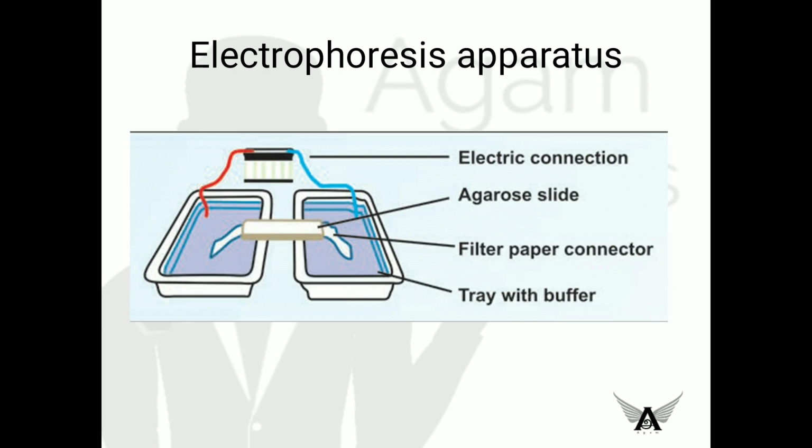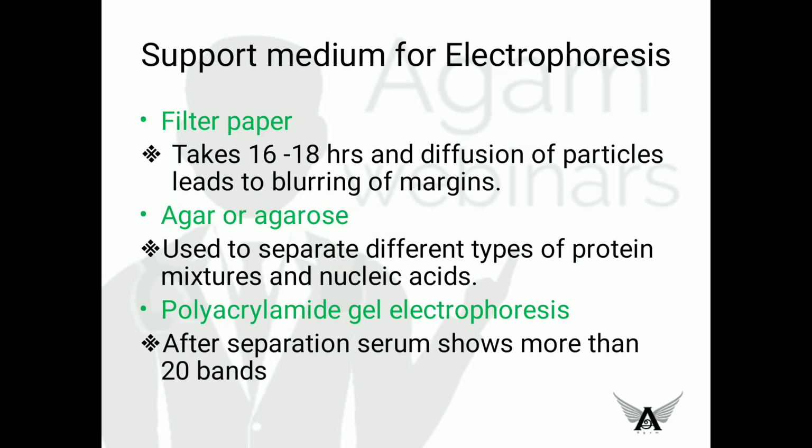Okay, this is the agarose slide. This is the filter paper which is used for support. Support medium for electrophoresis, first one, filter paper. Whenever the support medium is filter paper, the main disadvantage is it takes a very long time, nearly 16 to 18 hours, and diffusion of particles will also lead to blurring of margins in the paper.